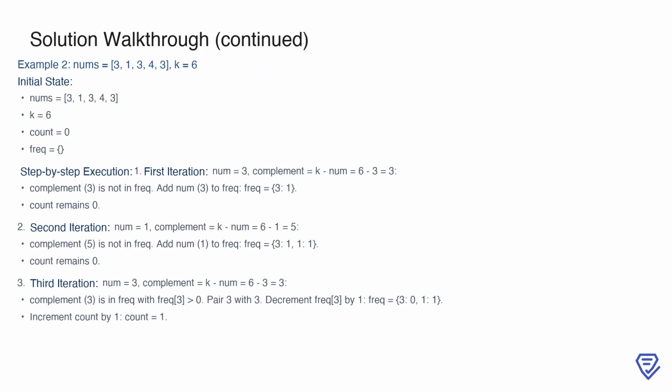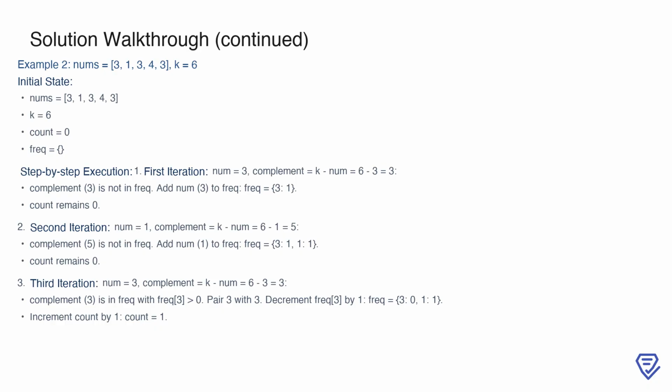Now consider the second example, where nums is [3, 1, 3, 4, 3] and k is 6. Again, we initialize count to 0 and frequency as an empty map. In the first iteration, we process the number 3. The complement is also 3, but since 3 is not yet in the frequency map, we add it, resulting in frequency = {3: 1}, and the count remains 0.